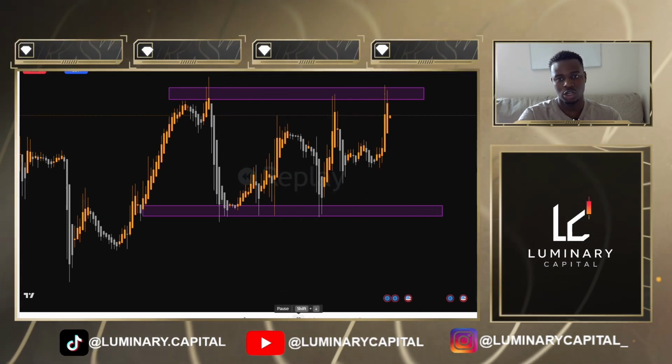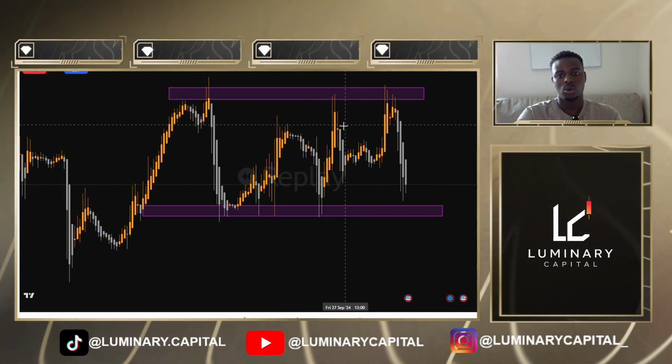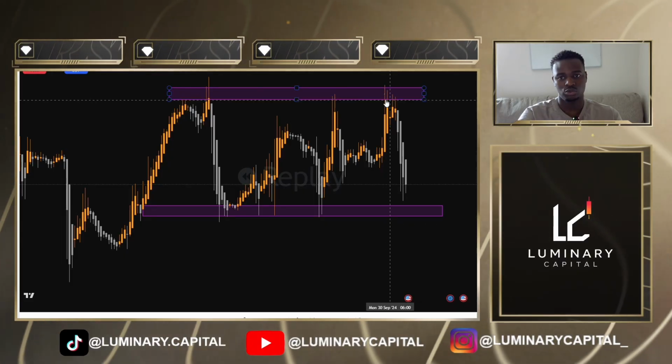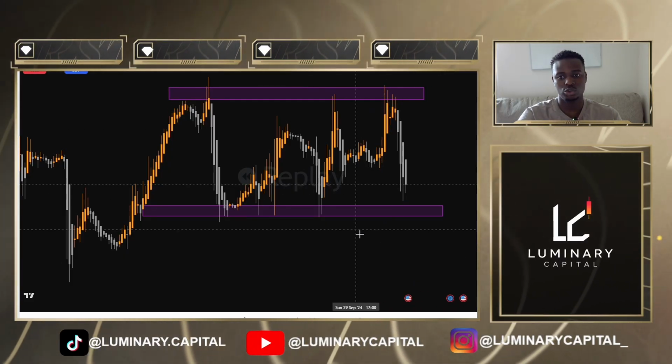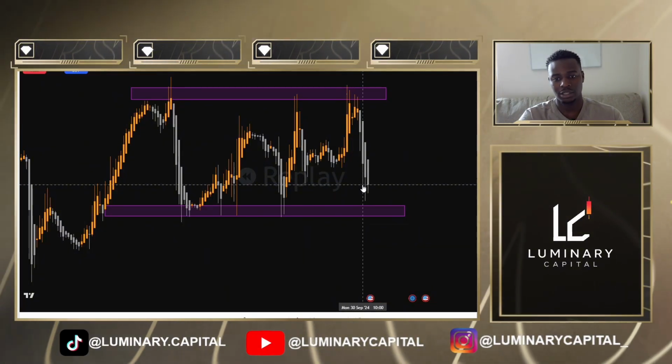So market price dropped, market price went back up. As you can see, once the market price came back to this level, the resistance pushed it back down to the support level. Now, this is what you're going to be looking for as a beginner trader.